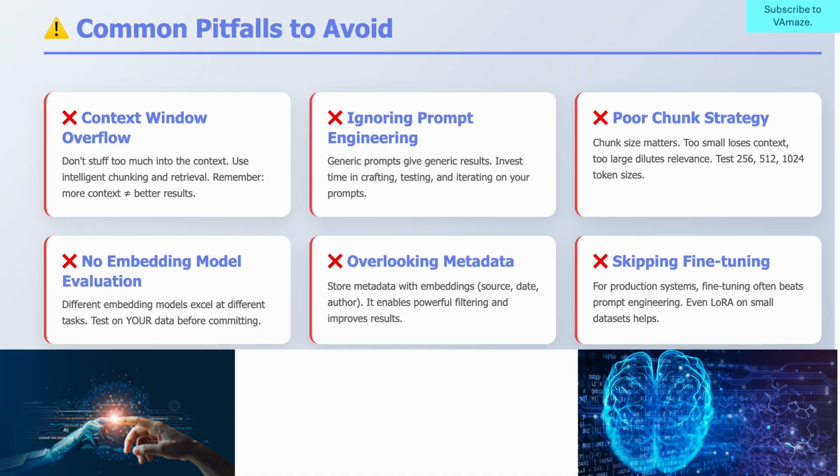Second, ignoring prompt engineering. Generic prompts give generic results. Invest time in crafting, testing, and iterating on your prompts. This single factor can make or break your application. Third, poor chunk strategy. Chunk size matters enormously. Too small and you lose context, too large and you dilute relevance. Test 256, 512, and 1024 token sizes on your specific data.